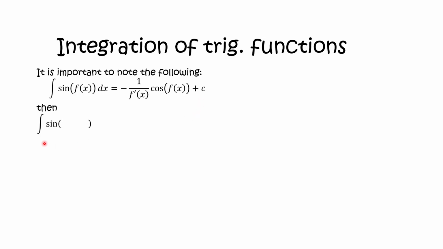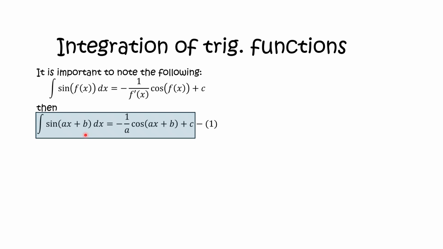Then it means that for the integration of sine ax plus b, we are going to have a minus 1 over a, because recall, f of x in this case is ax plus b. The derivative, or f prime of x, is just a. So we would have minus 1 over a cosine of ax plus b plus c, the constant of integration. And take note, the constants a, b, and c are all real numbers.